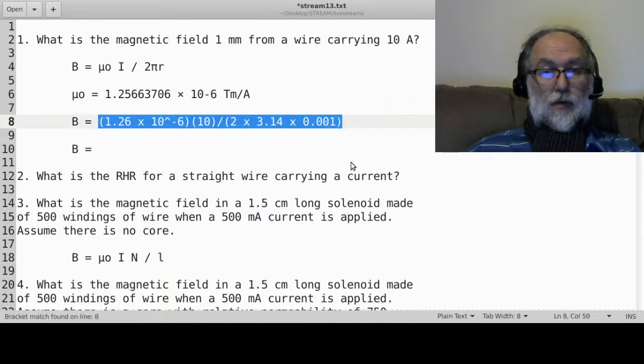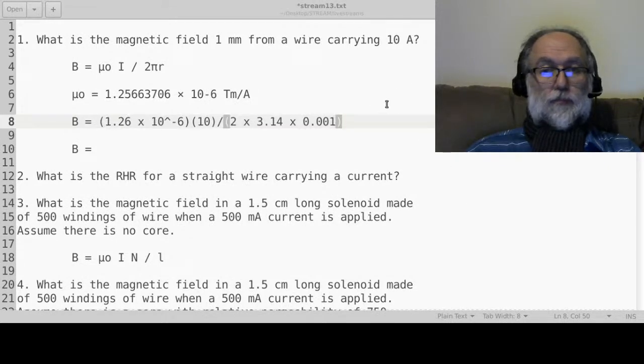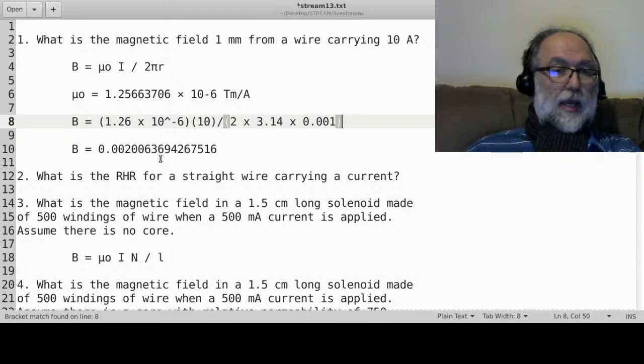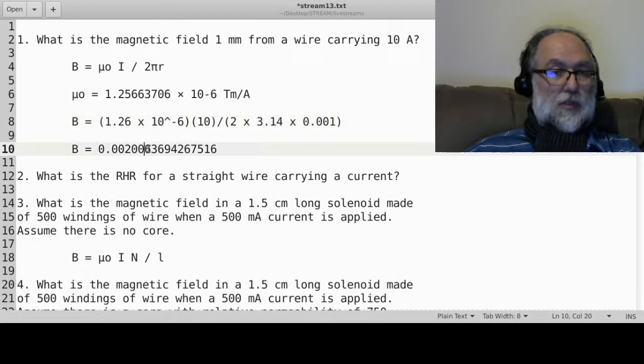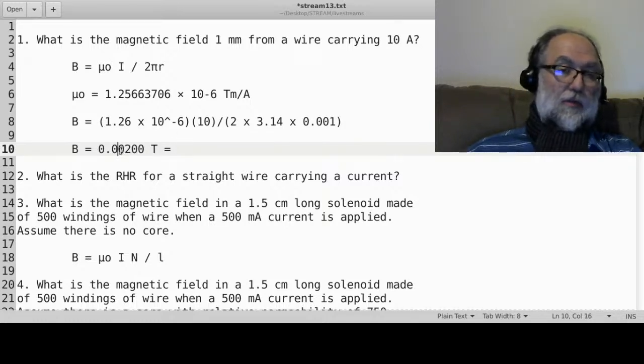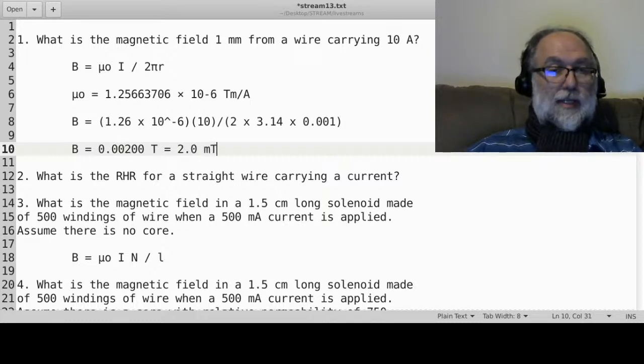Let me work that out. It's equal to this number right here. Okay, and too many decimals again, so we'll just round it off to 3 significant figures. The units are going to be Teslas, and this worked out very nicely. If I move the decimal over 3 places like that, I'll get 2.0 milliteslas.